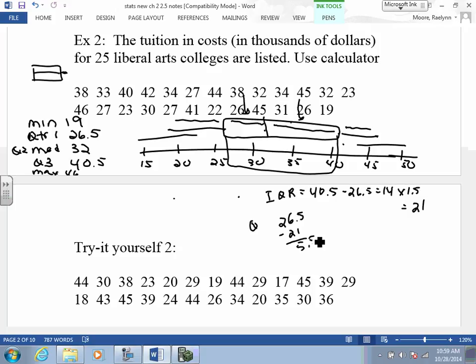How should I find the other side? 40.5. 40.5 plus 21. I am on this side, and I want to add this. So at 61.5 or higher. Do I have anybody at 61.5 or higher? No, so this data set had no outliers. And we could kind of see they all fall within the same area, right?